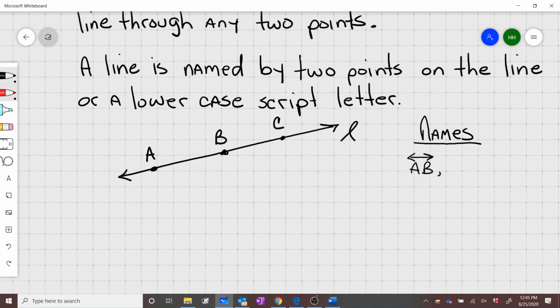So we can also call the same line BC. What else can you call it? AC, good, line AC. And there's one more name for it. Is there? L. Line L. Alright, a line is named by 2 points on the line or a lowercase script letter.